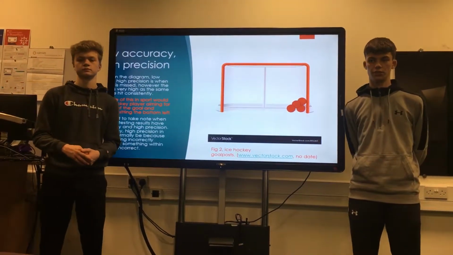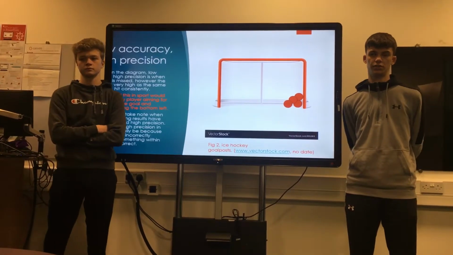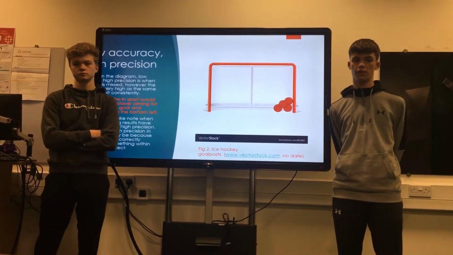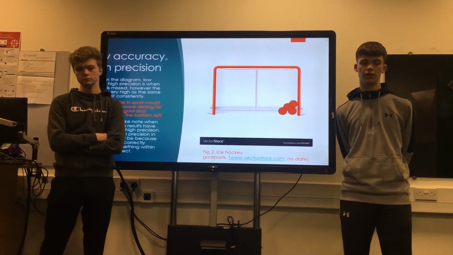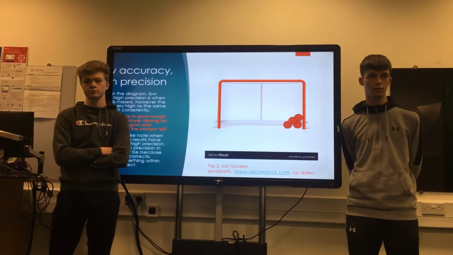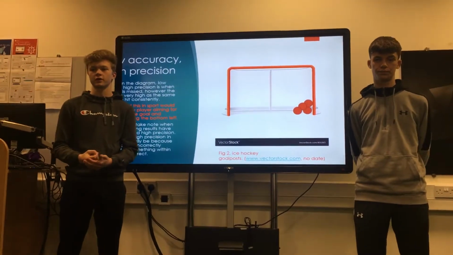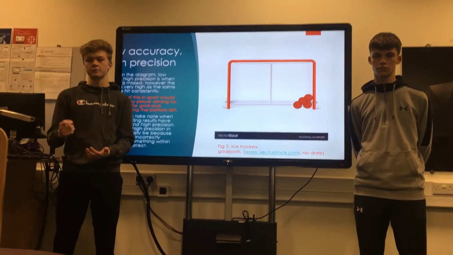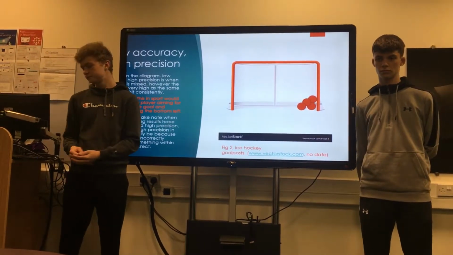Low accuracy, high precision can be seen in this diagram, and an example of low accuracy, high precision is when a hockey player is aiming for the top left in the goal, but is constantly hitting the bottom right. It's not accurate as they're not hitting their spot, but it is precise as they're hitting the same spot even though they're not meaning to. An example of low accuracy, high precision could potentially be the incorrect use of a blood pressure monitor, as it may not be accurate, but you'll be getting similar results every time.